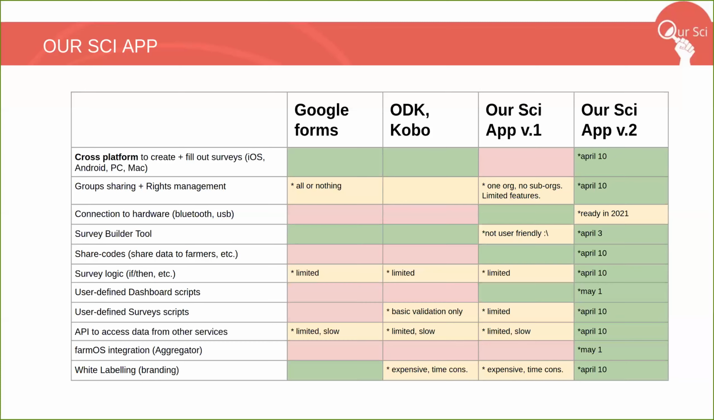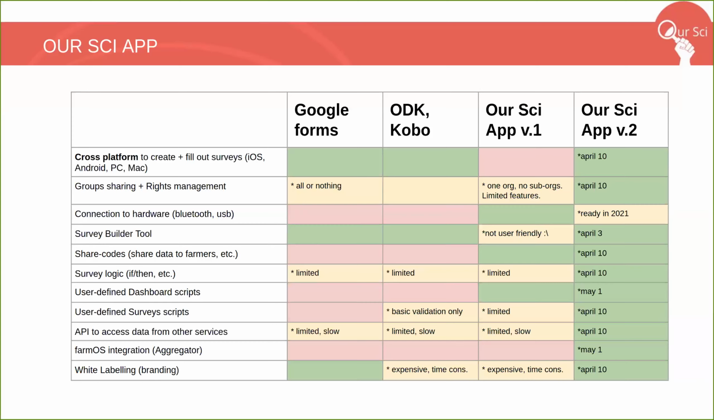Survey scripts is something that's unique to the platform. It means that in a survey, you can write a bit of JavaScript to do something. You could error check. You could go call an API and get information to provide to the user. And we'll show a little bit of that too. API to access data from other services. I just kind of described that, but you'll see it later.